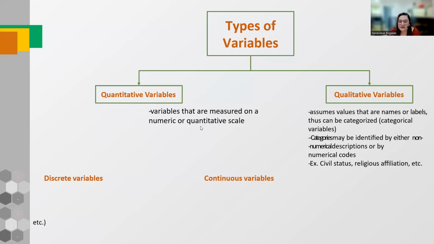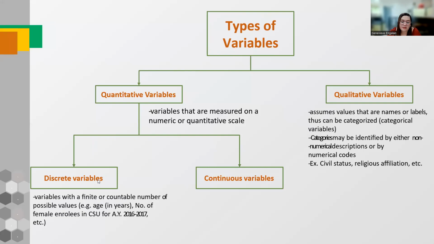The quantitative variables are variables that are measured on a numeric or quantitative scale. So, the quantitative variables are also divided into discrete variables and continuous variables. Okay, the discrete variables are variables with a finite or countable number of possible values. Example, age in years, number of female enrollees in CSU for the academic year 2016 to 2017, and more. Okay, the continuous assumes any value in a given interval. Example, height in meters, weight in kilogram, and so on.